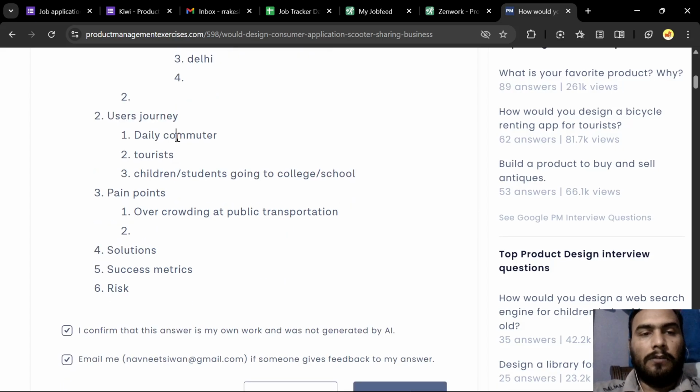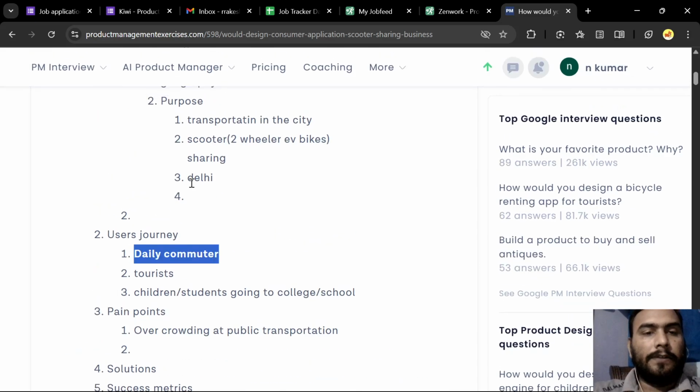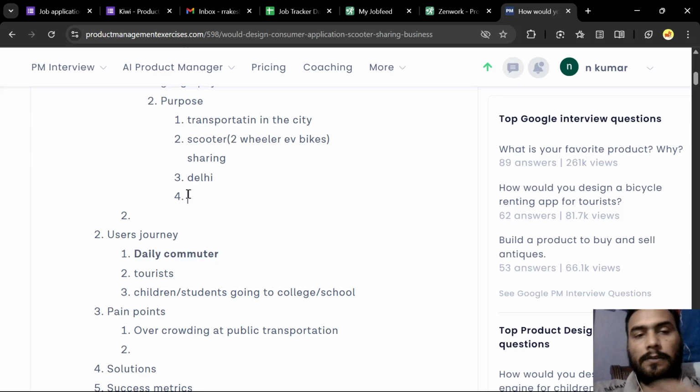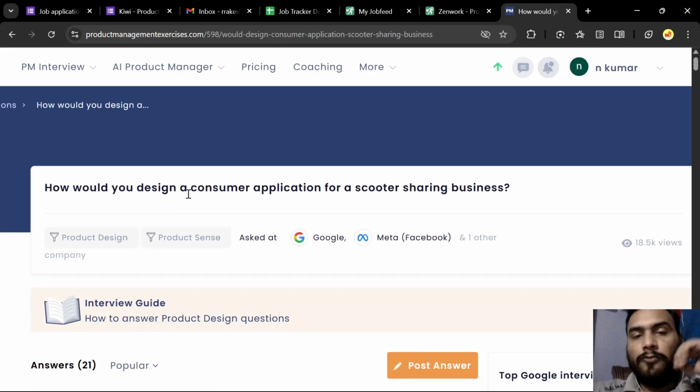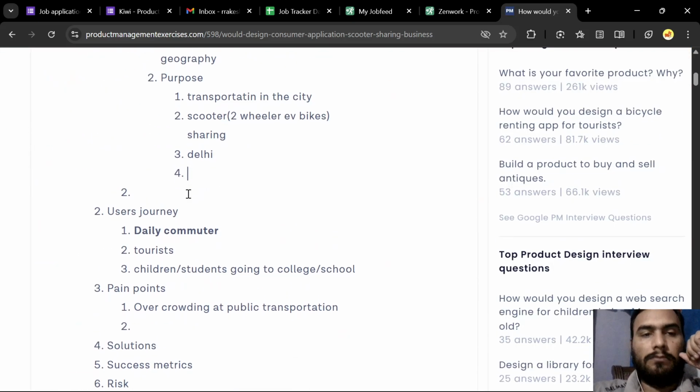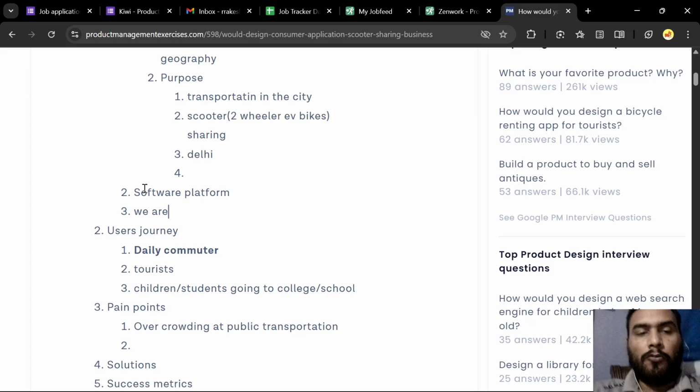So I have chosen daily. Let's prioritize the daily commuter, and here we have taken Delhi as the geography. Now, when we say a consumer application, that means we are talking about a software platform, and we are a provider or a platform.